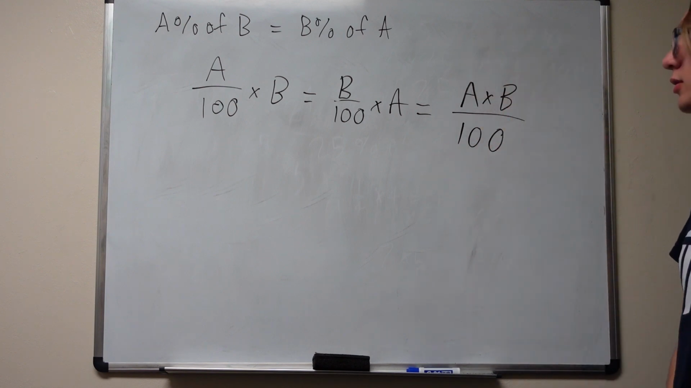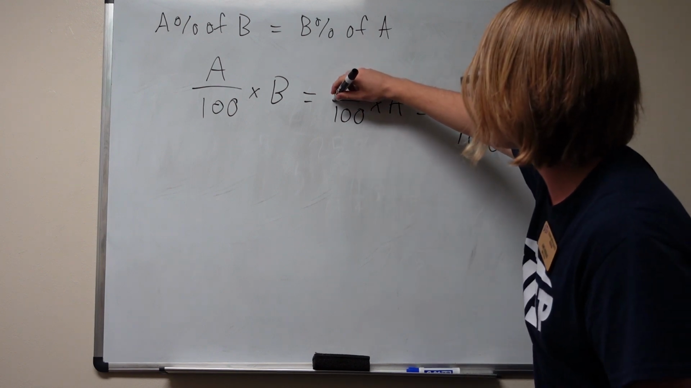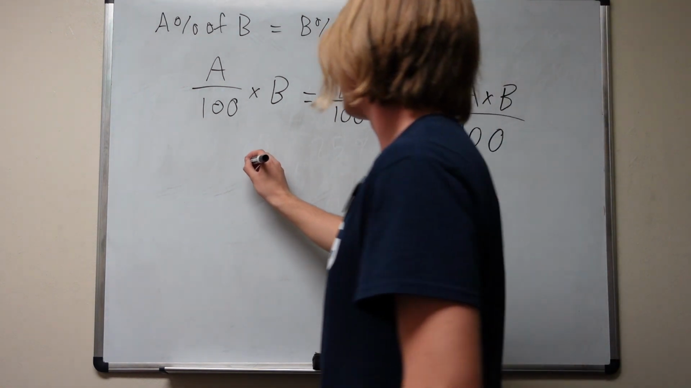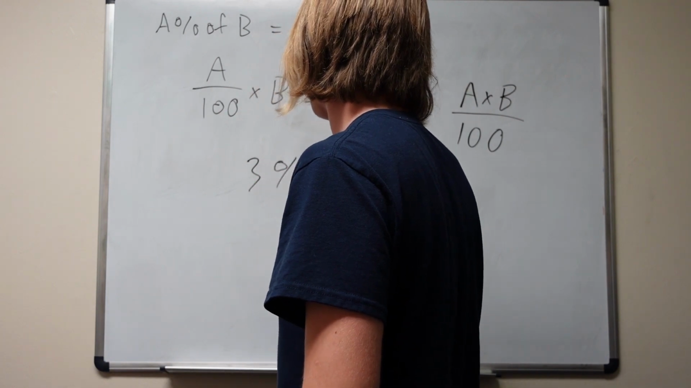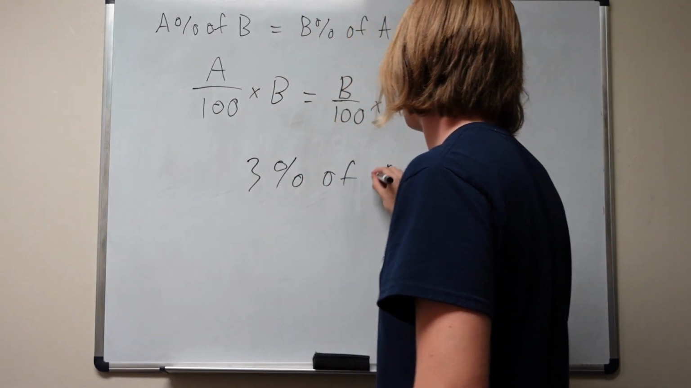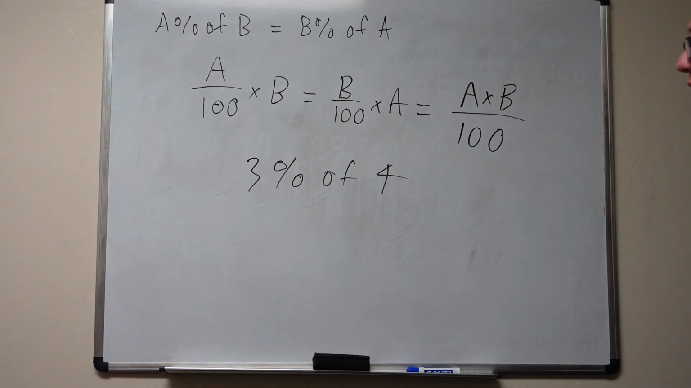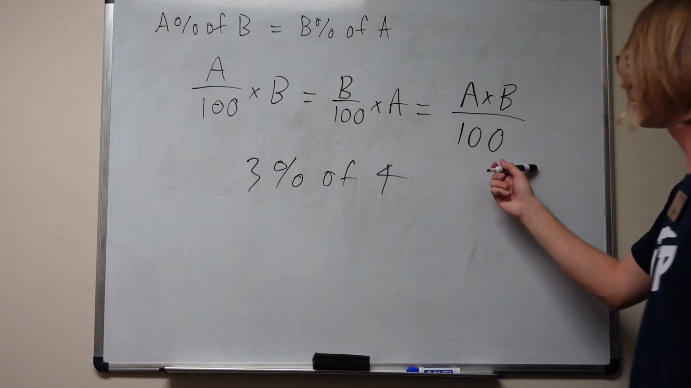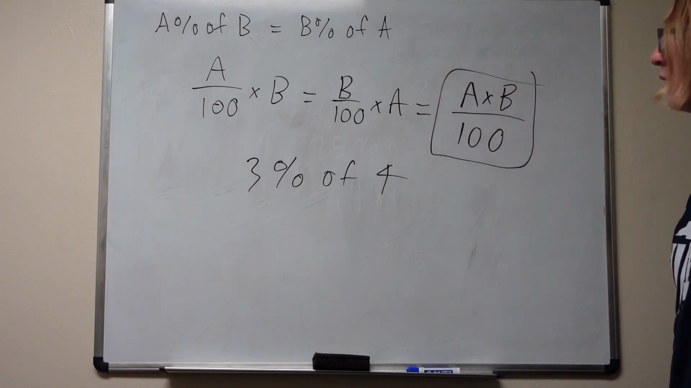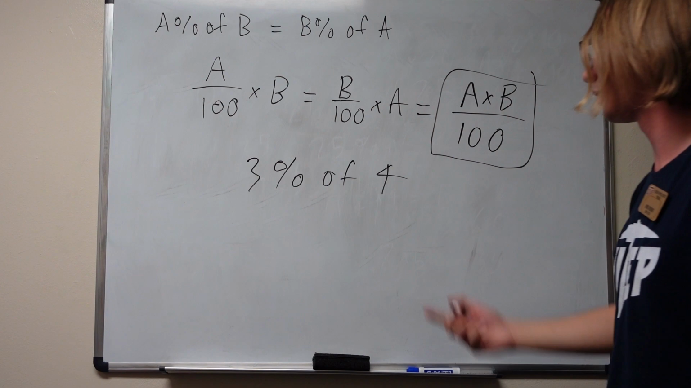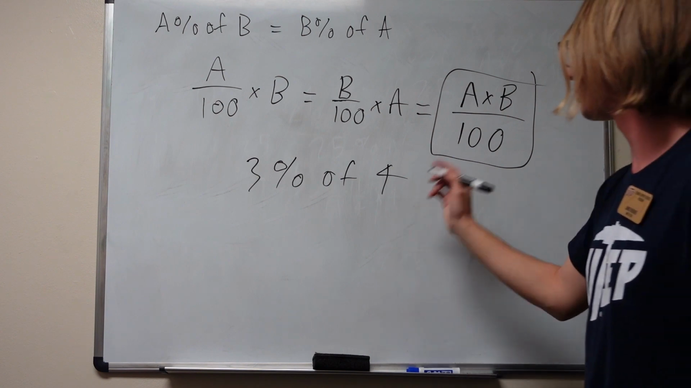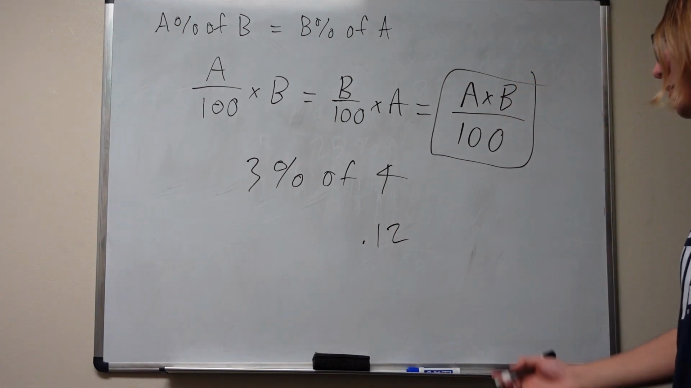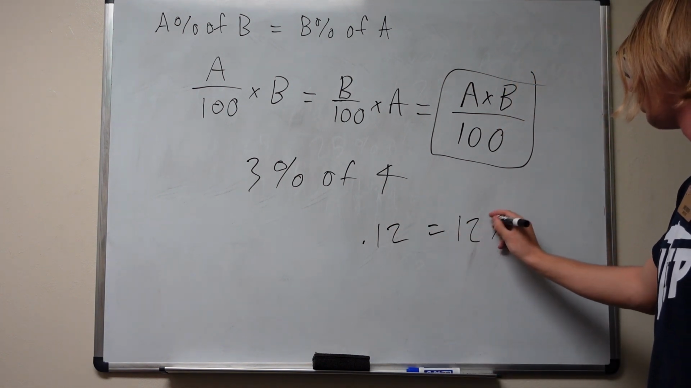So depending on what problem you're given, sometimes it's easier to just rewrite it if it's not easy to see initially. So if you're looking at 3% of 4, for instance, then it might not be that helpful to use these two methods, and it might actually be best to view it like this. So in this case, 3 times 4 is 12, so 12 divided by 100 is 0.12, so your answer would be 0.12 or 12%.